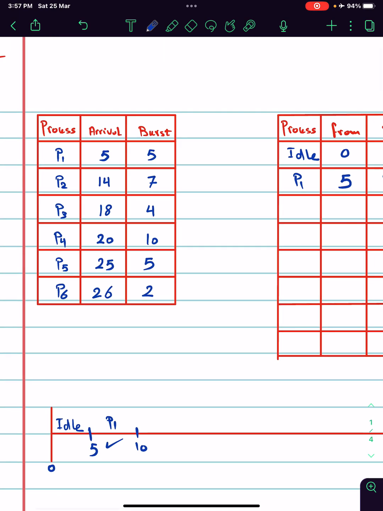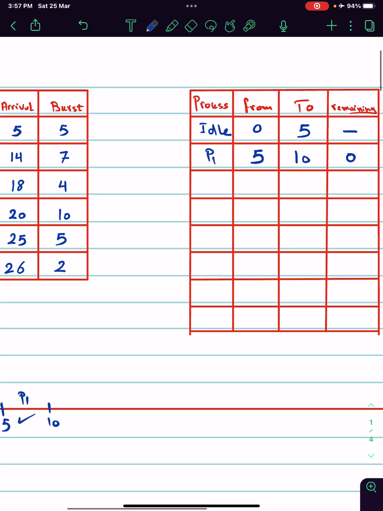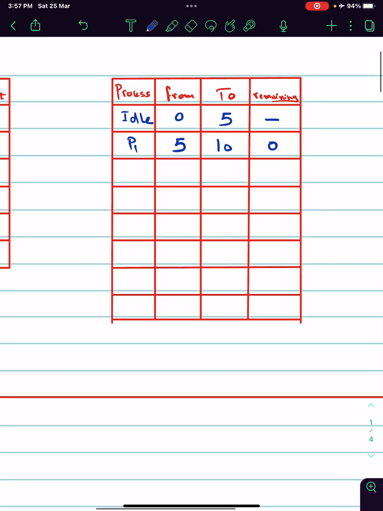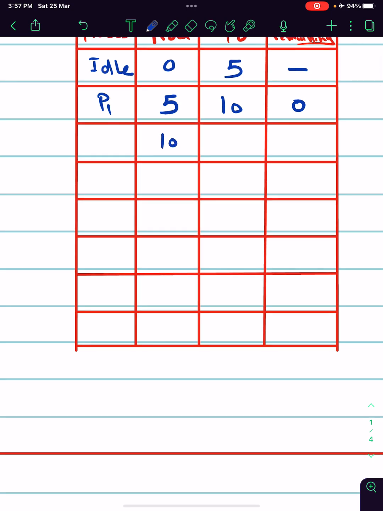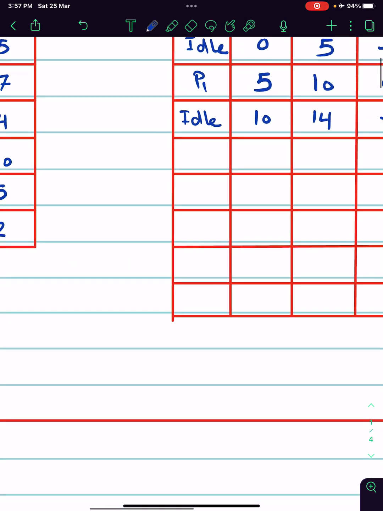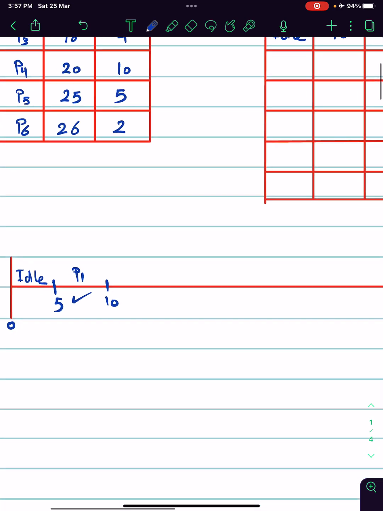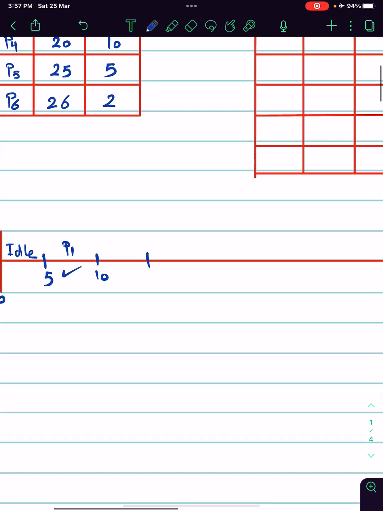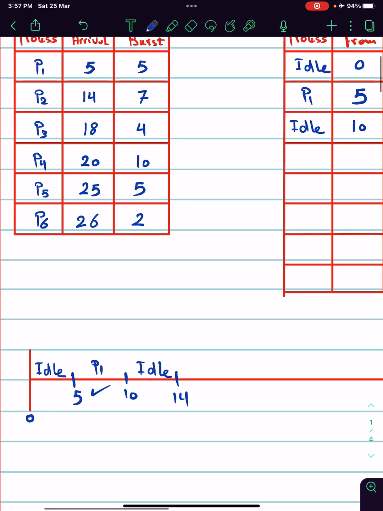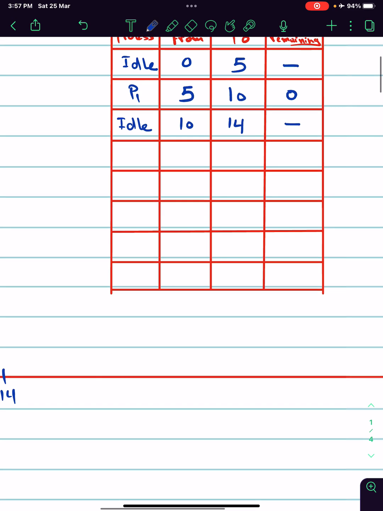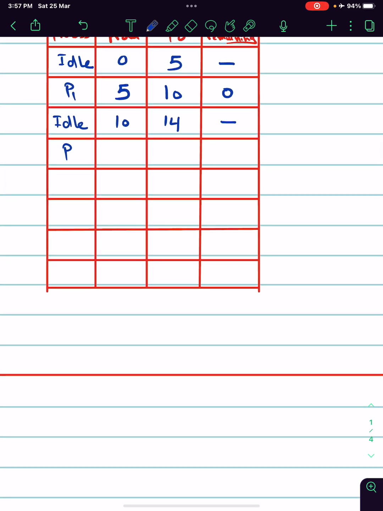Now, as you can see, the arrival of P2 is 14. So this means that starting from 10 to 14, again, the processor is idle because there is nothing to process. And there is no remaining time for this one. And then at time 14, you have the arrival of P2. Let's draw the idle here. And then P2 goes from 14 with a burst of 7.